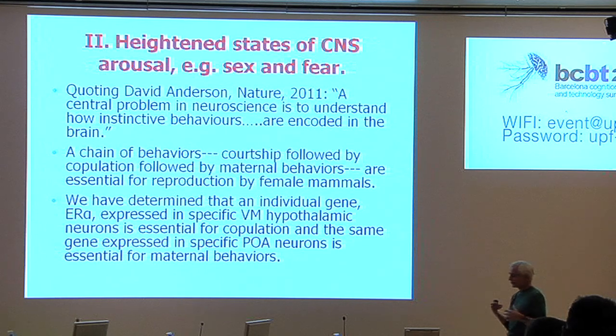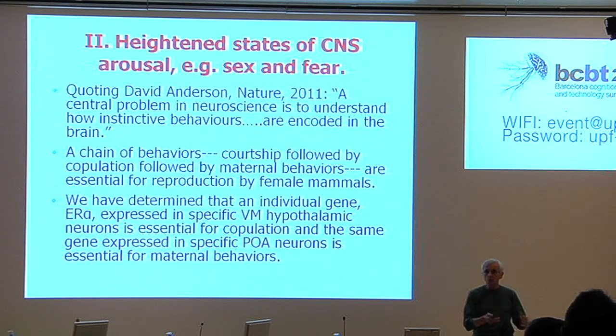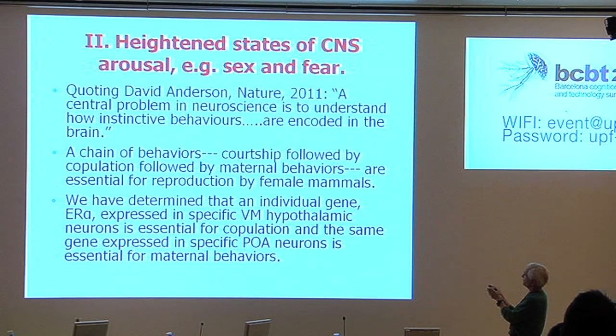So in the search for rigor, as this first week of the meeting of the school is supposed to be about, one way of doing it is to do behaviors which you can mathematize, if you'll permit me that word. But another way of doing it is to choose a behavior at the other end of the spectrum, so simple that you can bring it down to very strict physical analysis, which is what we've done. So what we've got is a chain of behaviors, courtship followed by copulation, followed by maternal behavior, which is essential for reproduction by female mammals.